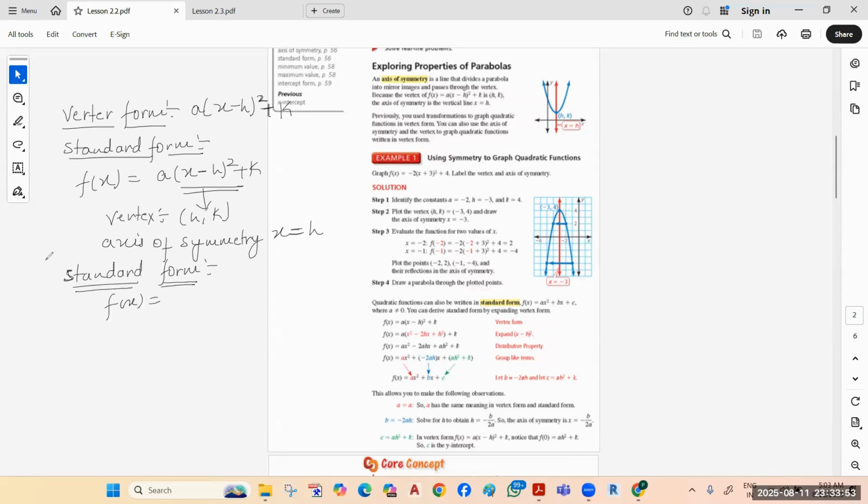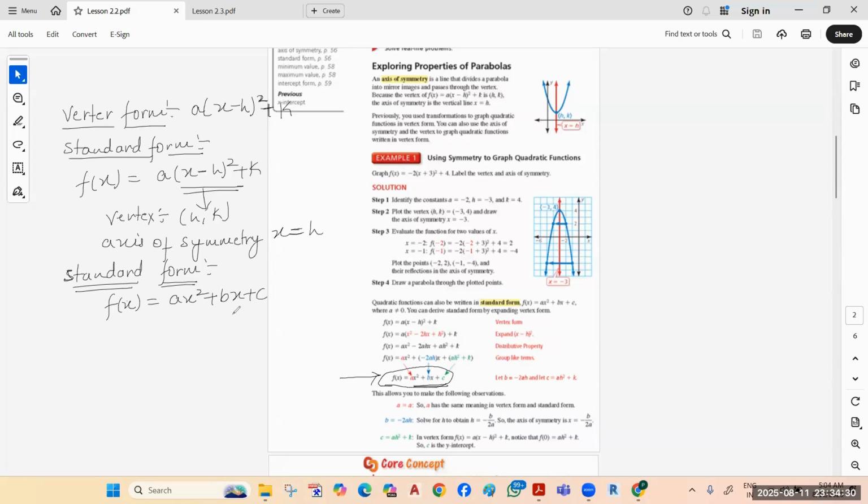What is the standard form of the quadratic function? We actually discussed this, right? Look at the screen and tell me what is the standard form. It's written here, come on. f of x is equal to ax squared plus bx plus c. This is the standard form.